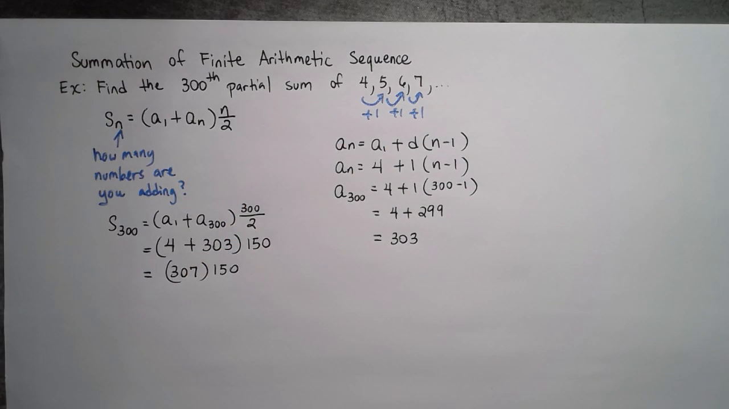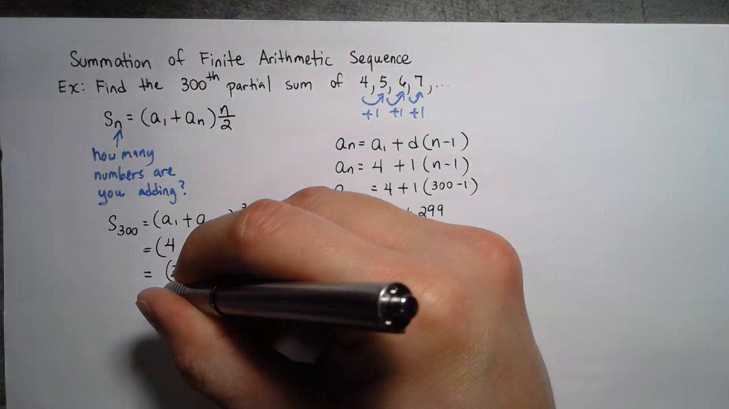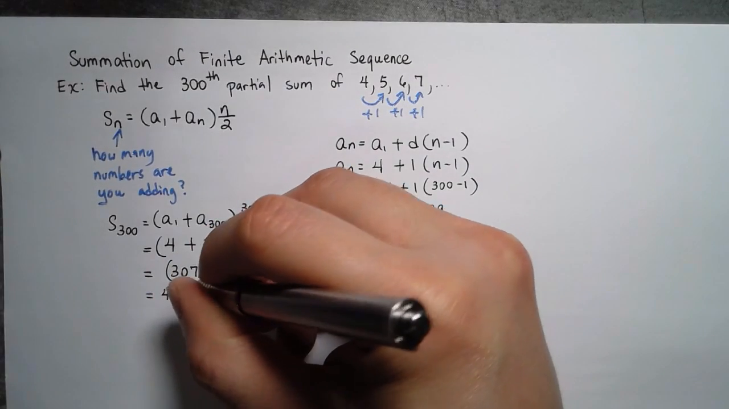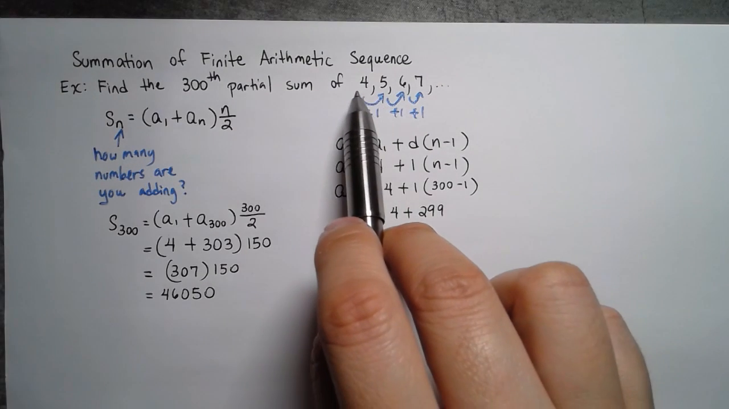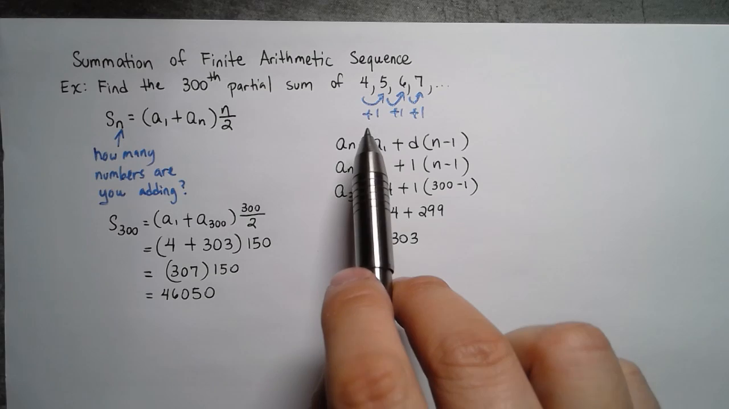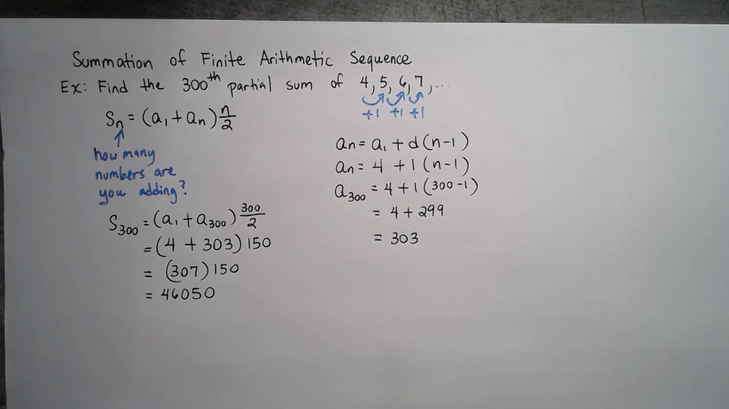I'm going to go ahead and use a calculator to finish it off. So I got to take 307 and multiply it by 150, and that gives me 46,050. And that is the result of you adding every single number from the first number of 4 to the 300th number of 303. And that's how you add a sum, the sum of a finite arithmetic sequence.